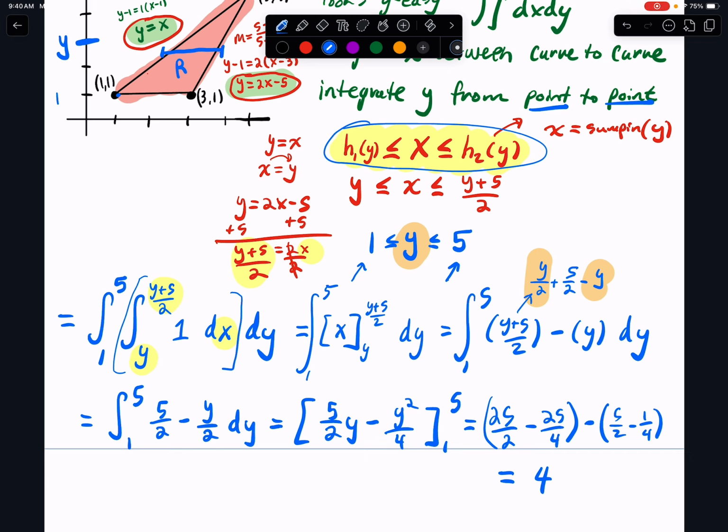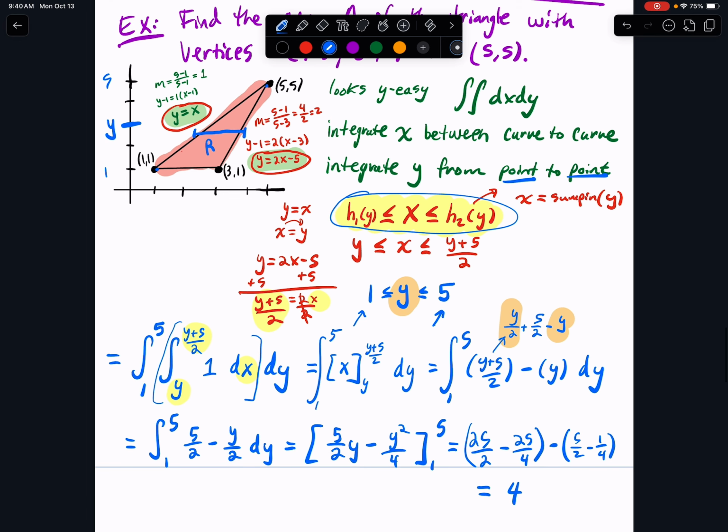Okay? Should get 4. All right. How do I know it's 4? Because a triangle's area, right? The base here is 2. So what is it? Base times height divided by 2, right? Area. So the base is 2. The height is 1, 2, 3, 4, divided by 2. That should get you 4. Okay? That's what it should be.